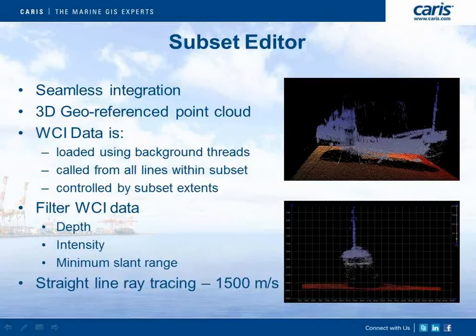And because there's so much data, you can also apply intensity filters derived during Swath Editor in order to help you focus on the data of interest. As well, you can filter the data by depth and minimum slant range. And now that we've got an overview of water column functionality, let's open up HIPS and take a look at some data.